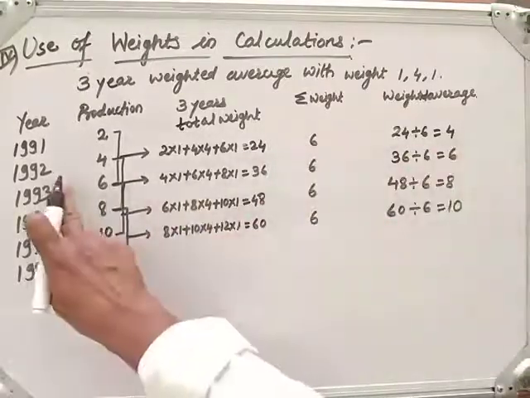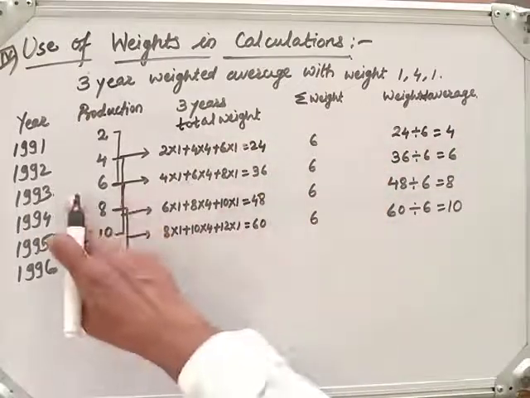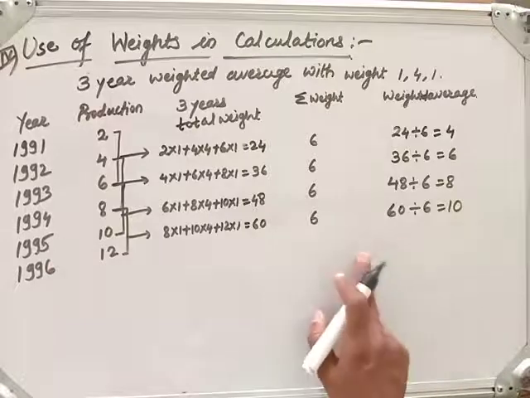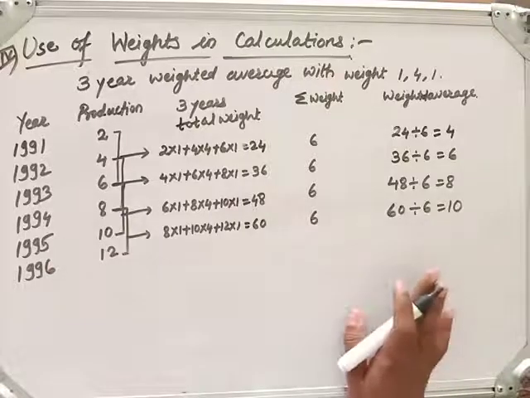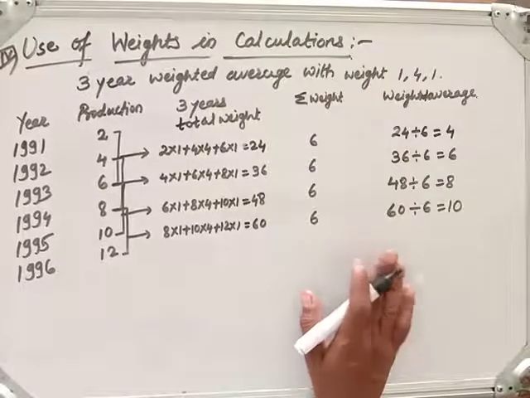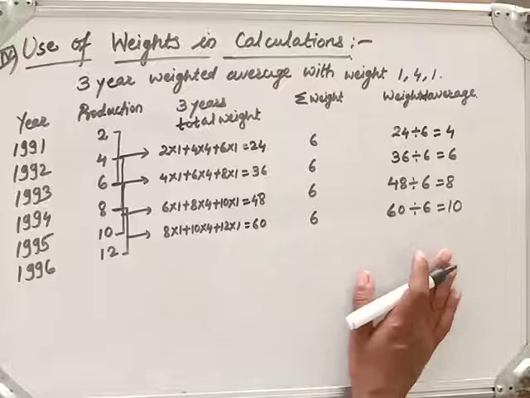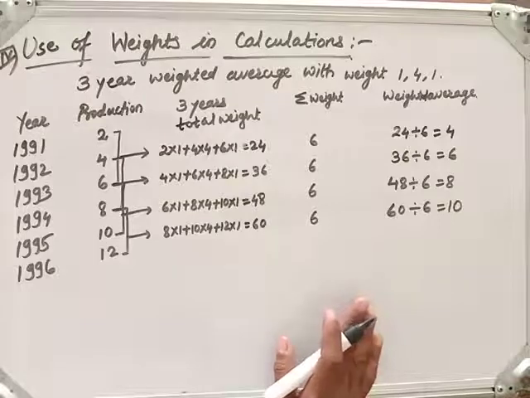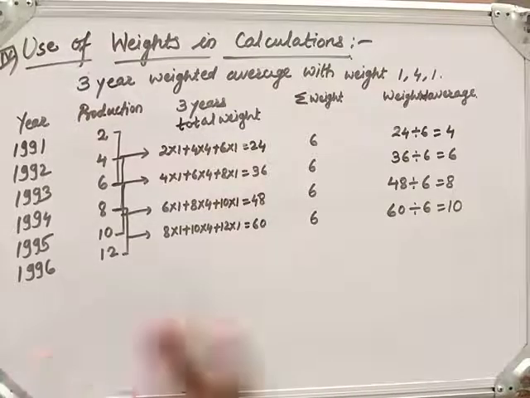The middle years are 1992, 1993, 1994 and 1995. Take these years, plot a graph and get the trend line with the use of weights in calculations. As such, the weights are used and the weighted average is found to determine a trend line. Now the next method in our syllabus is the method of least square. So let's go towards it.